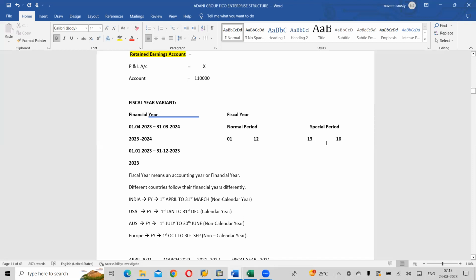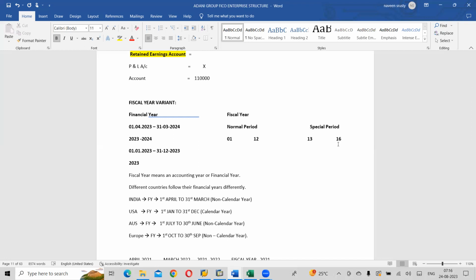4 special periods. Clear? 13, 14, 15, 16. So again, it's not mandatory to have 4 periods. It depends upon your client, volume of books, volume of transactions. So they may have 1 special period, 2, 3, or 4 special periods. But maximum, how many special periods can we open? 4. Minimum 1.